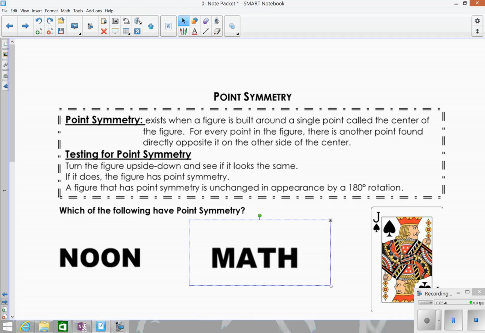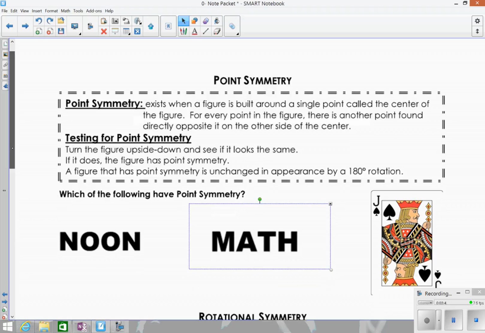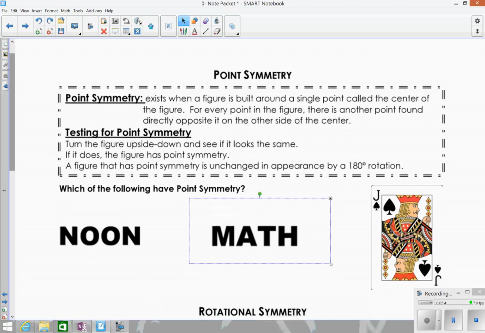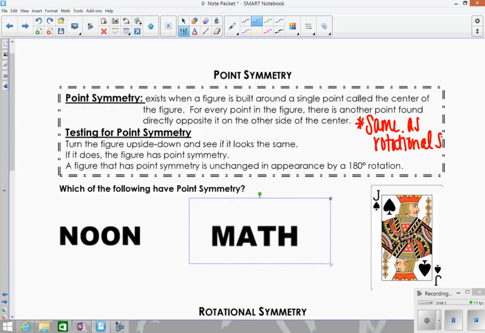If we look at the next page, it talks about point symmetry. So point symmetry means that a figure is symmetric around a single point, which is in the center of the figure. So for every point in the figure, there is another point found directly opposite it on the other side. So what this really means, point symmetry is really like thinking of it as rotational symmetry of 180 degrees. So I'm just going to make the note, same as rotational symmetry, which we'll talk about in a minute, of 180 degrees.